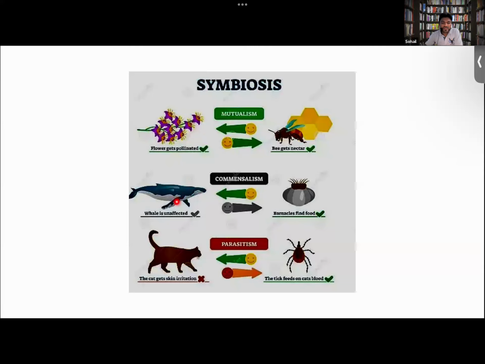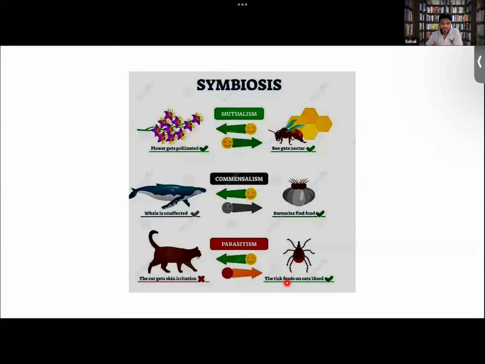So the whale is basically unaffected here. It's not being harmed, neither is it being benefited. The barnacles are being benefited. So that is commensalism. And then you have parasitism.